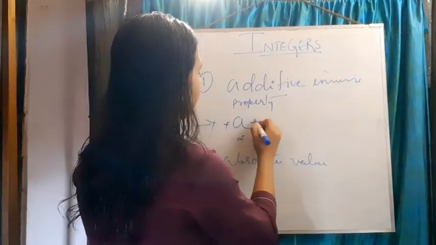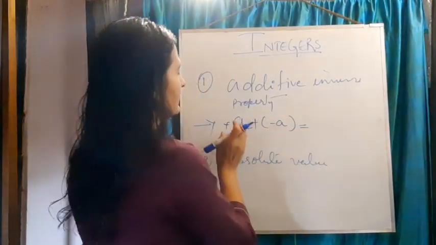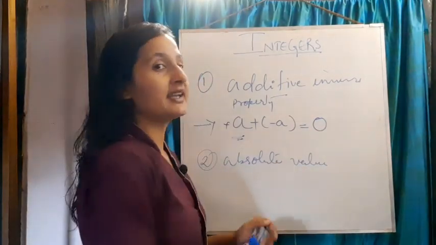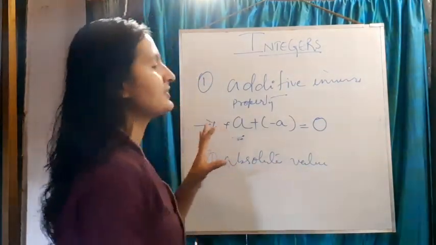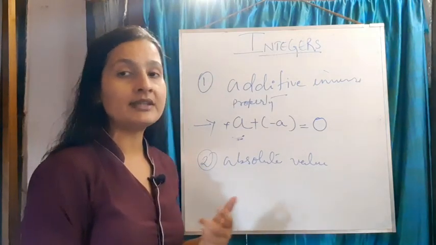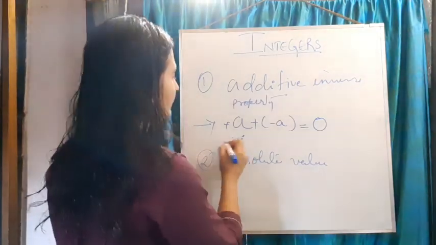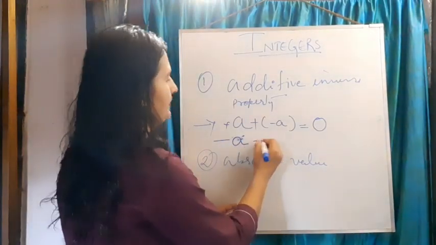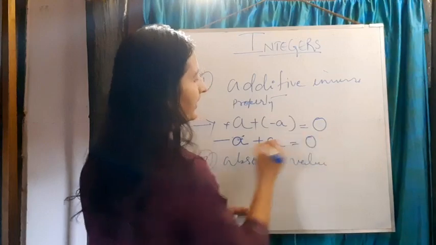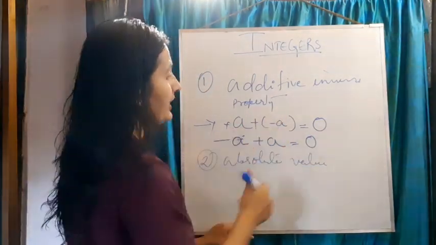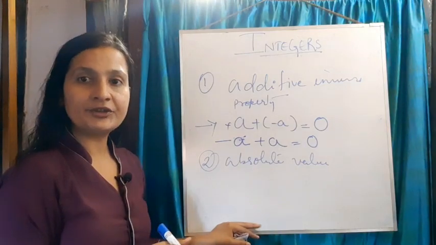So when you add the same number with the opposite sign, what will you get? You will get 0. So this is called your additive inverse. A number which, when added to a given number, yields 0. Suppose it is minus A, then what will be the opposite one? Plus A. So what are we getting? We are getting 0. So this is your additive inverse. I hope this is clear to you.